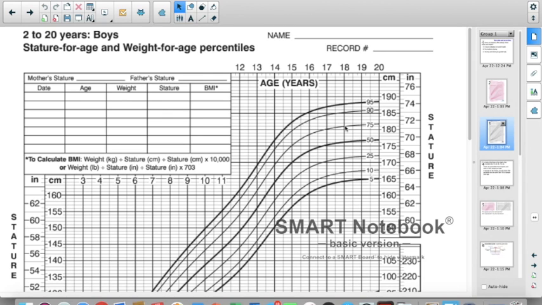So if you are 18 years old and you are 6 feet tall, that means you are taller than 75% of the other boys your age. So it's a rare thing, I guess you could say, right? If you're taller than 75% of the other people, that's pretty good. Not many boys age 18 are 6 feet tall.